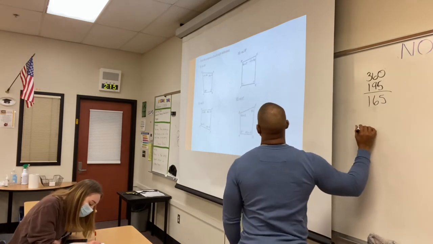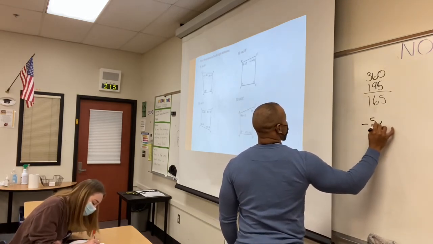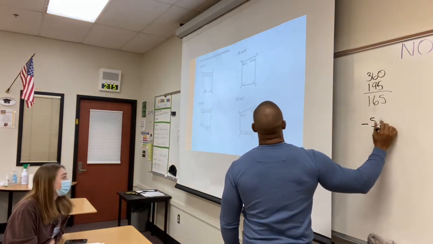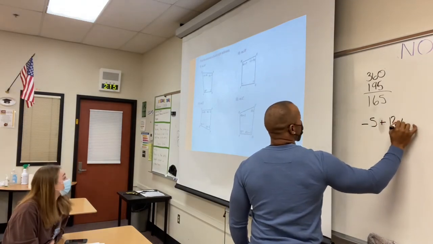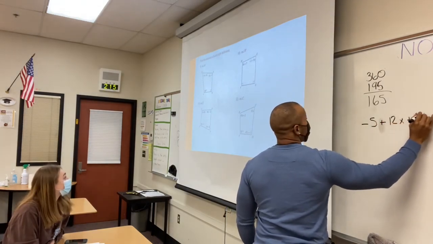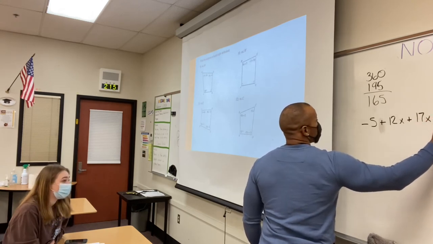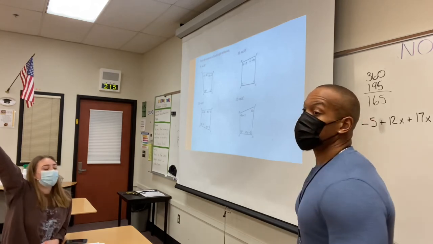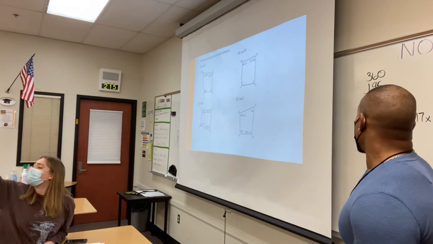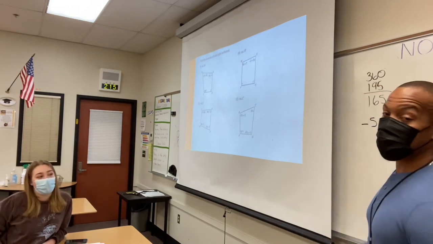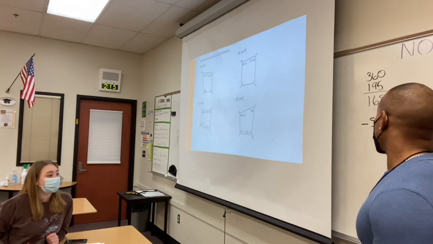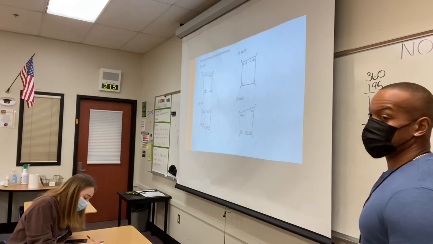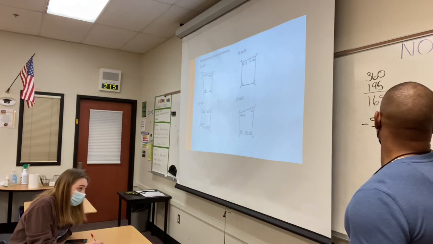Now, for both of those equations, we see negative 5 plus 12x plus 17x minus 4 equals 165. Okay? Cora, back to you. Now, which two like terms are we combining? Can you combine the x's and the negatives? Of course you can combine the x's. What are the other two like terms? The negatives. The negatives, okay?